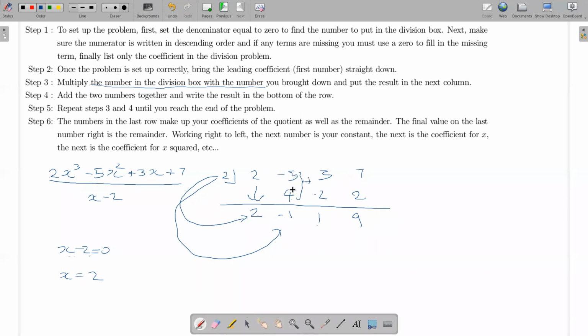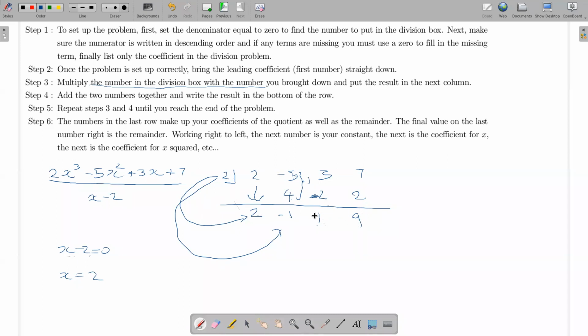Signs won't change here. We are just adding. Okay, so if I add -5 and 4, I get -1. If I add 3 plus 2, I get 5. Let me change that, I accidentally subtracted. Oh no, yeah, -2 here. No, I mean multiply. So when I add these two, I get 1. 1 times 2 is this, and my remainder is 9.